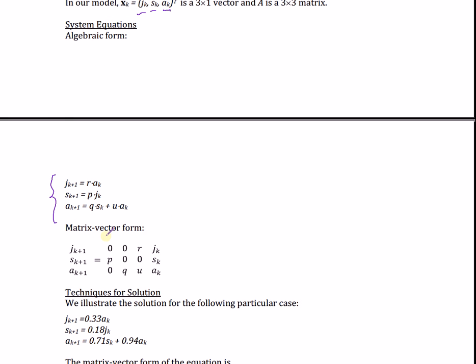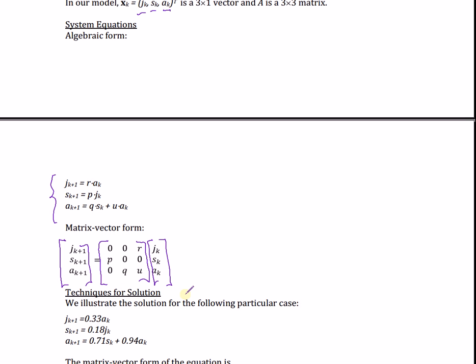And we can write this as a matrix, of course. This is the vector xk plus 1. It has three components for j, s, and a. This is the vector at time k, j, s, and a. And here's the transition matrix.